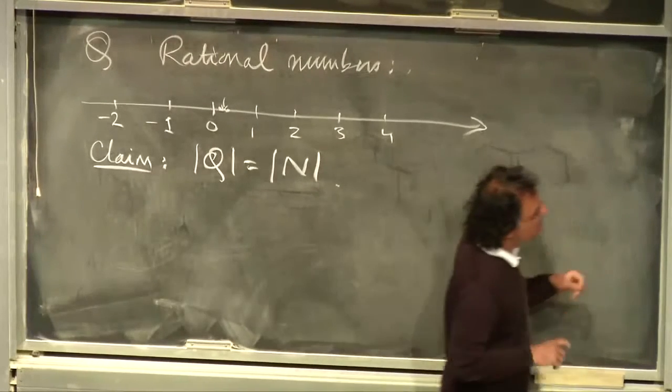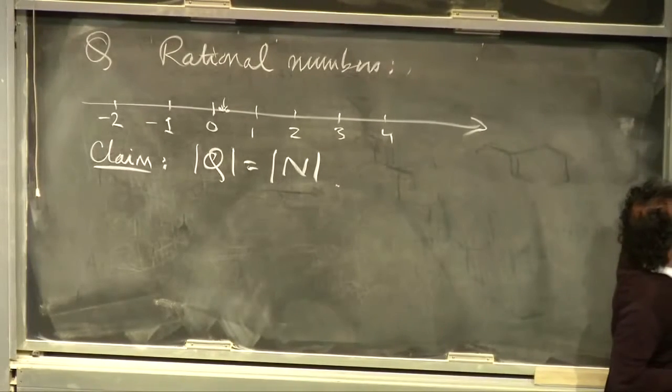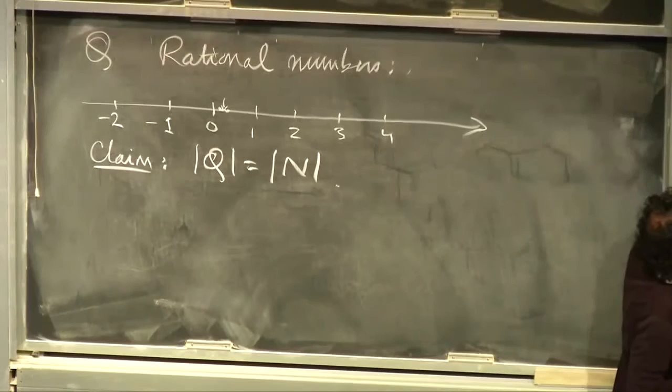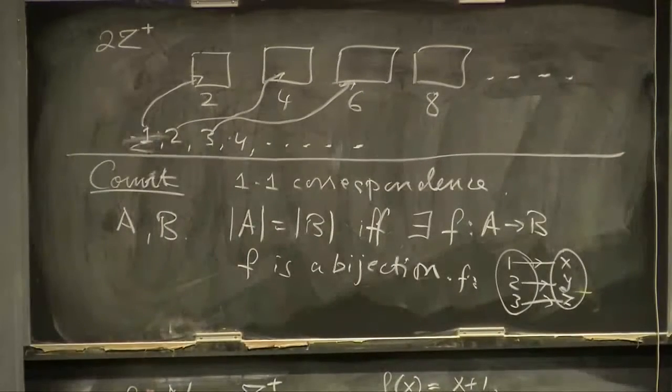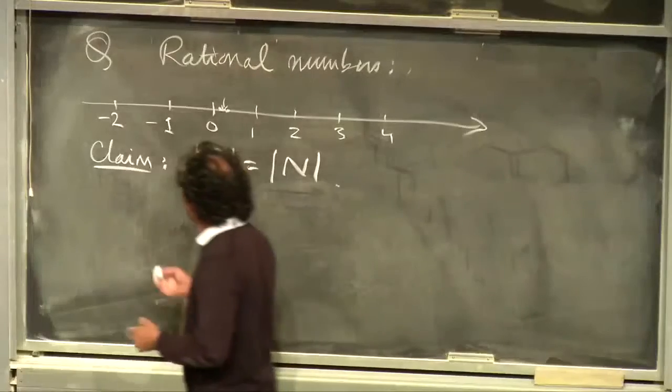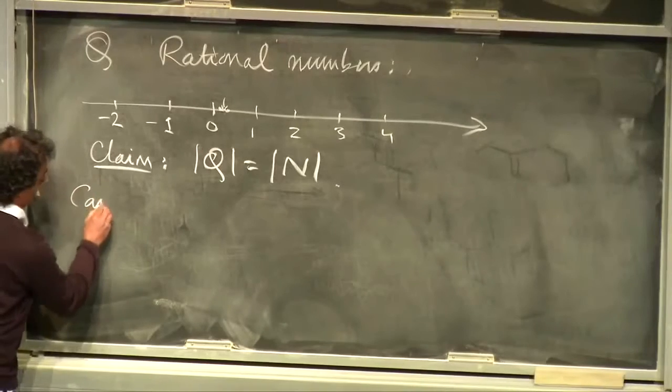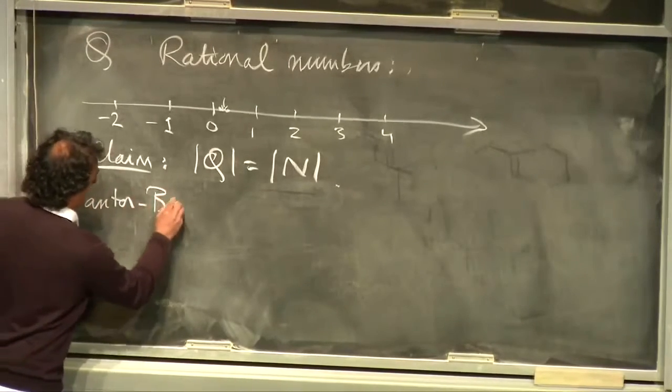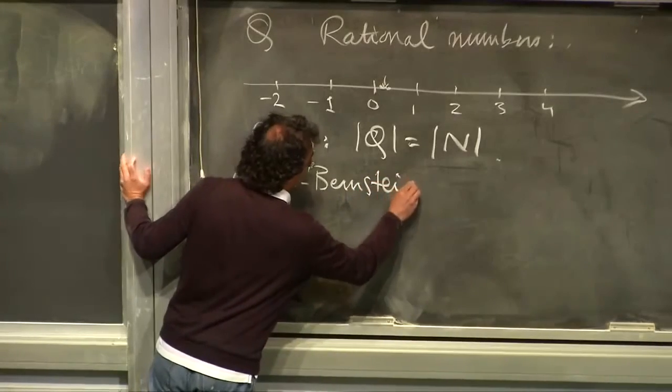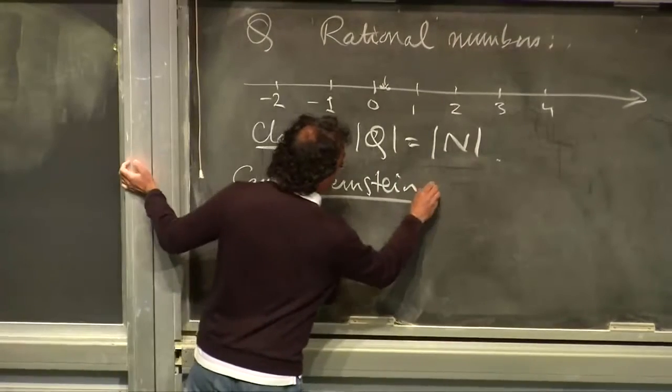what we have to do is, you see, Cantor told us that the way we say that two sets A and B have the same number of elements is if we can show a one-to-one correspondence. We show a bijection between them. That shows that they have the same number of elements. Well, there's something else that Cantor and Bernstein told us. This is called the Cantor-Bernstein theorem.